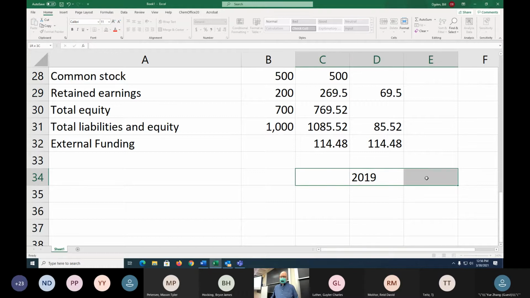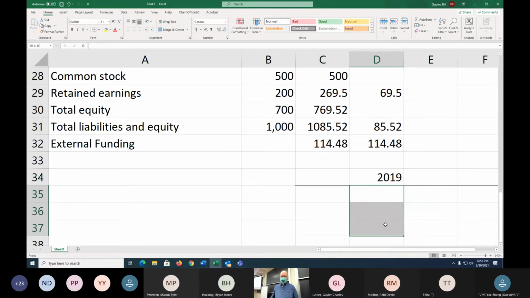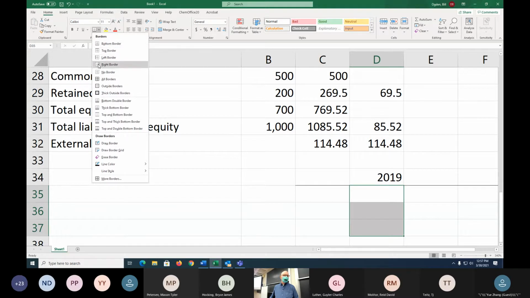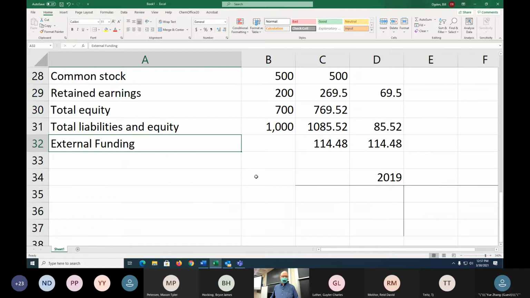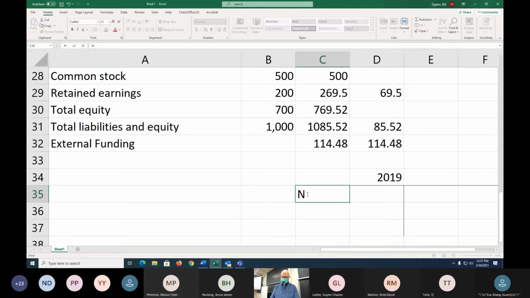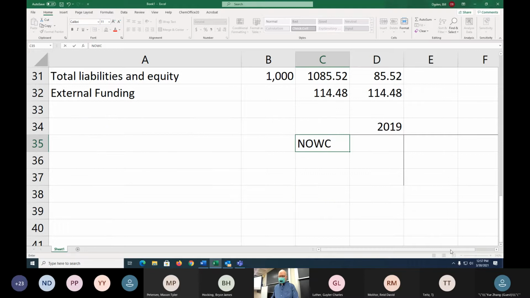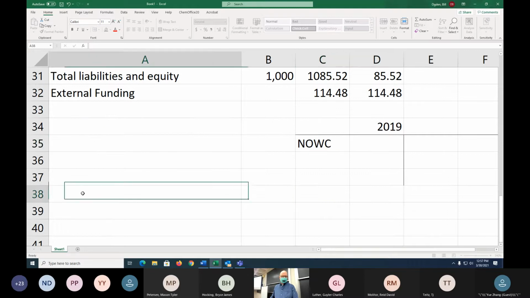Let's see, how are we going to do this? How about 4 here? That looks good. Underline these, and maybe come here. The right border, okay. So we're going to start out with something called net operating working capital. So maybe over on the side here, let's define that, well, we can do it down here.